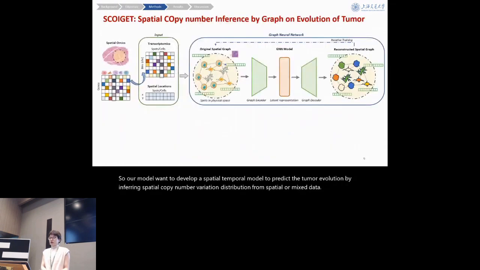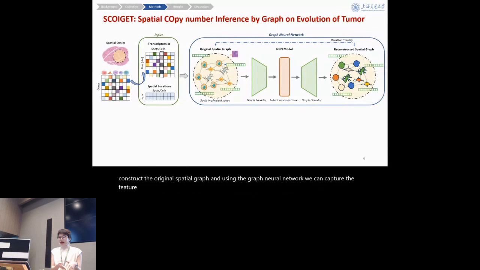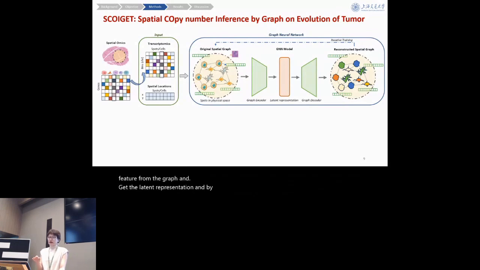Here is our model called SCOIGET, that is spatial copy number inference by graph on evolution of tumor. And the main idea is that from the spatial omics, we get the input of transcriptomes and spatial locations. By combining these two parts into the spatial graph, we construct the original spatial graph. And using the graph neural network, we can capture the features from the graph and get the latent representation. And by the model decoder, we can reconstruct the spatial graph. And by iterative training, we can make the model stronger.